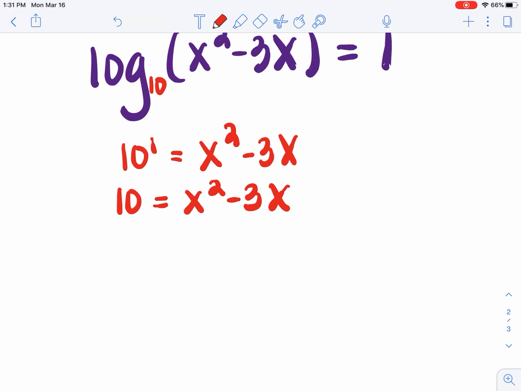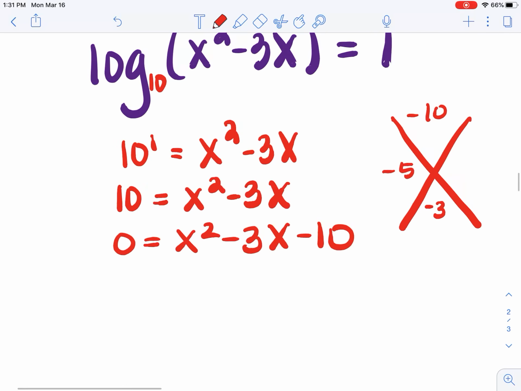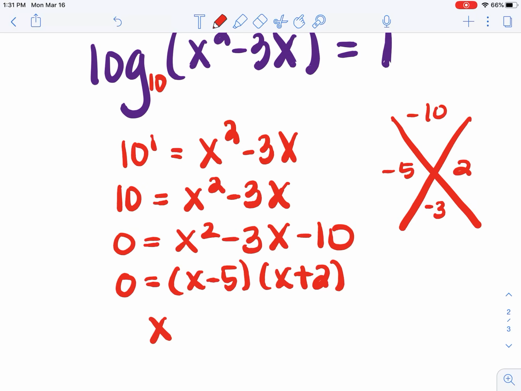So now realize this is a quadratic with an x squared and an x. In order to solve a quadratic with an x squared and an x, it has to be equal to 0. So subtract 10 from both sides. And now you can factor. I'm looking for two numbers that multiply to give me negative 10 and add to give me negative 3. Those two numbers are negative 5 and positive 2. Remember to divide by the leading coefficient of 1, so you get your two factors are x minus 5 and x plus 2, and therefore you get two solutions. You have x equals 5 and x equals negative 2.